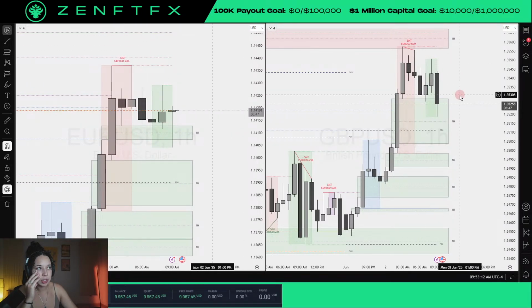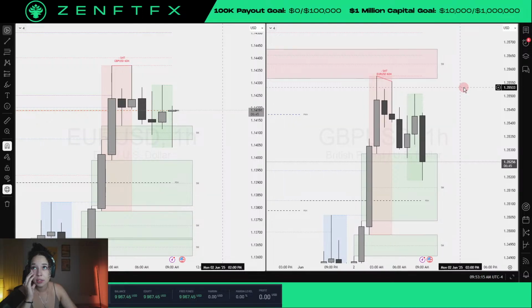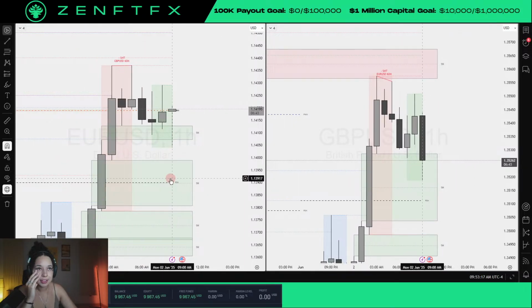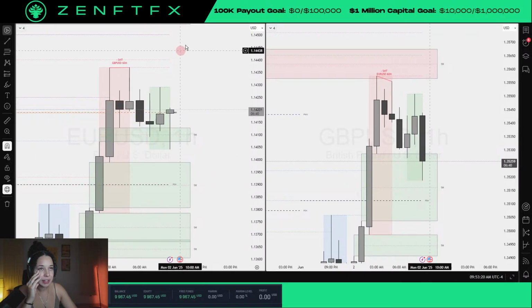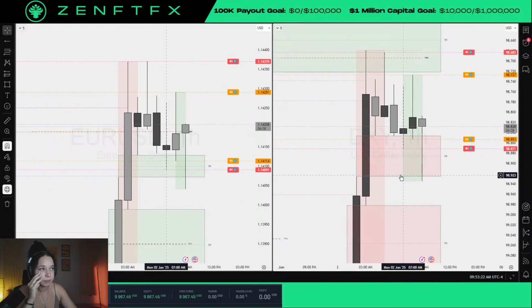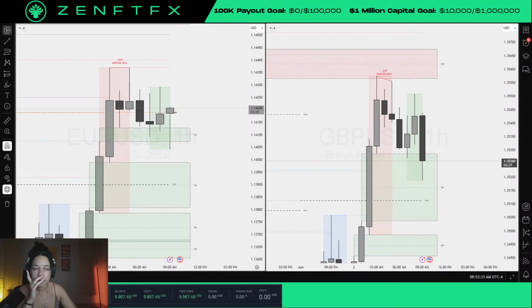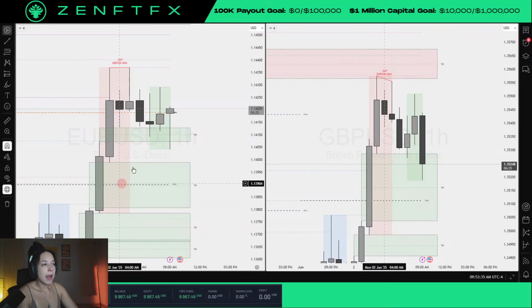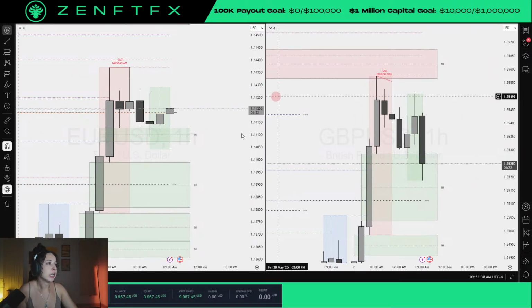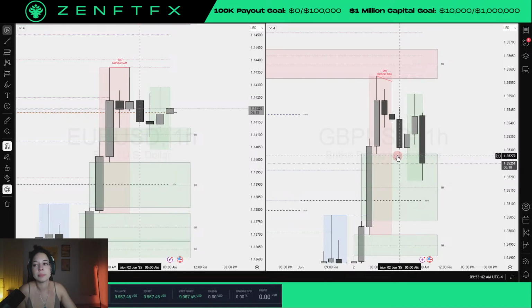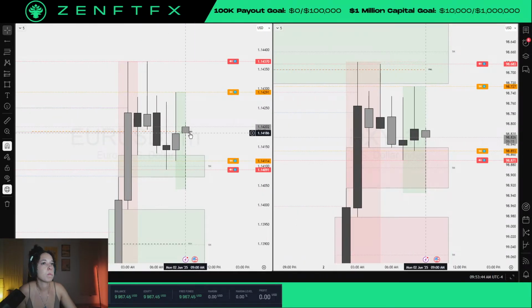Damn, was I the liquidity? I think I was the liquidity, because I got stopped out and now it's moving in the direction that I wanted. But my setup was invalidated anyways. Euro and pound are not really super synced up right now.